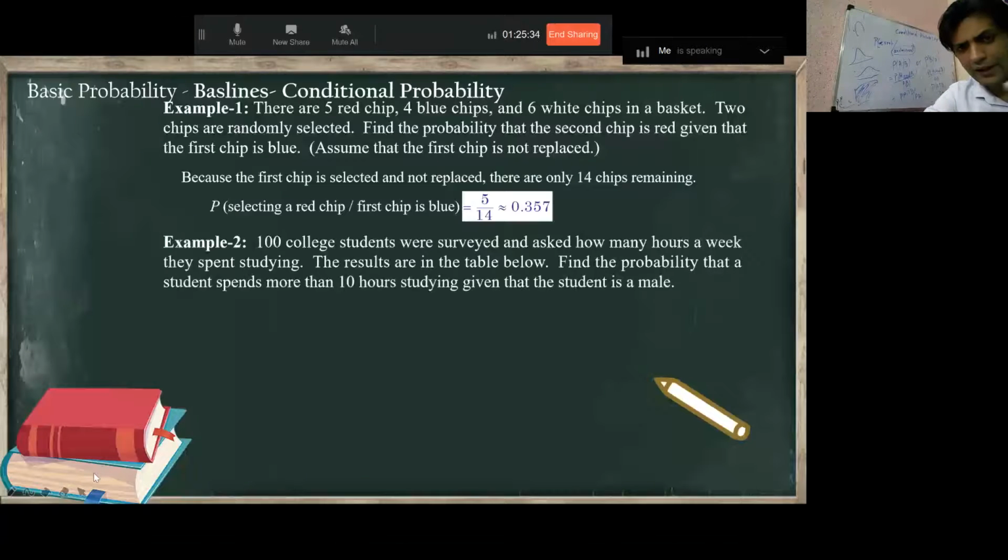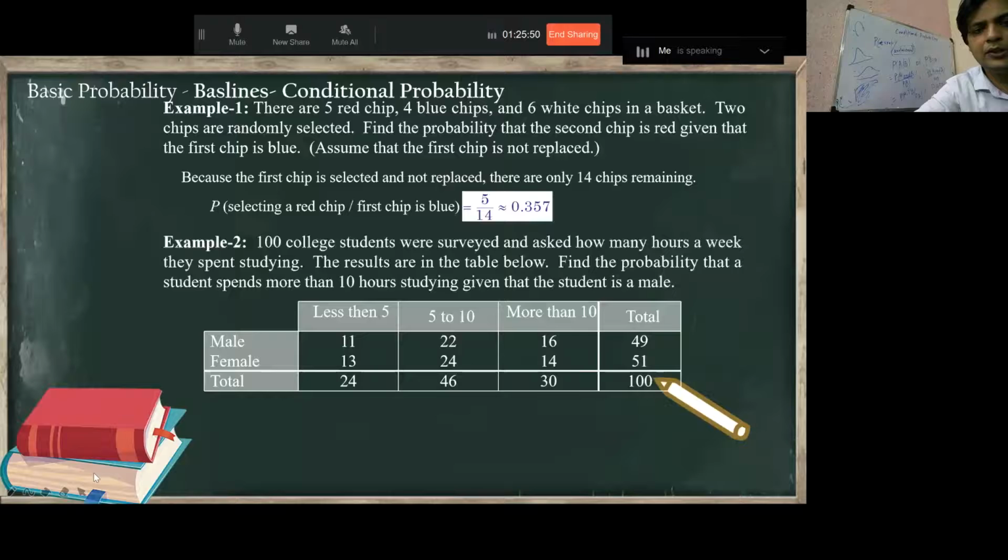You can play. Let's take another example. 100 college students were surveyed and asked how many hours a week they spent on studying. The results are in the table below. I will show you the table. Find the probability that students spend more than 10 hours, given that the student is male. Now you can see the whiteboard, right?